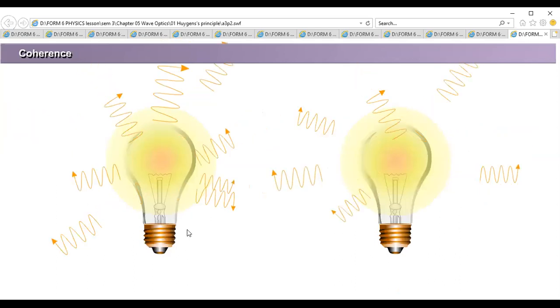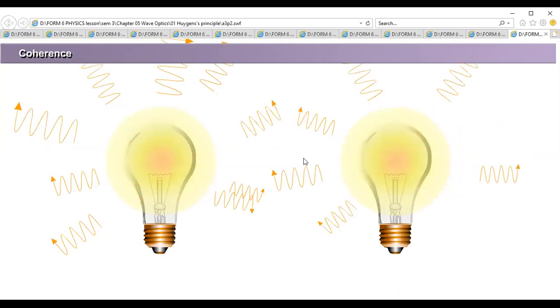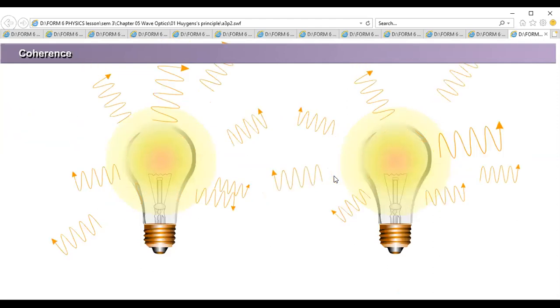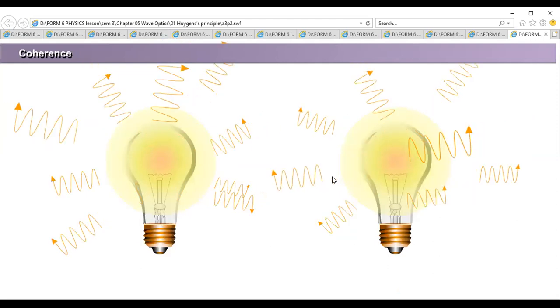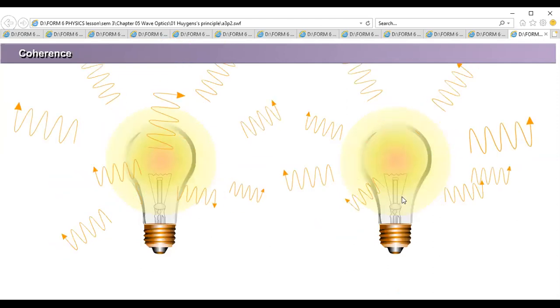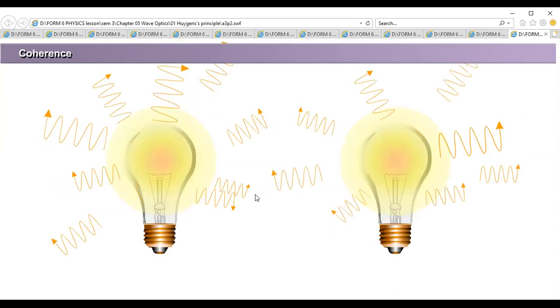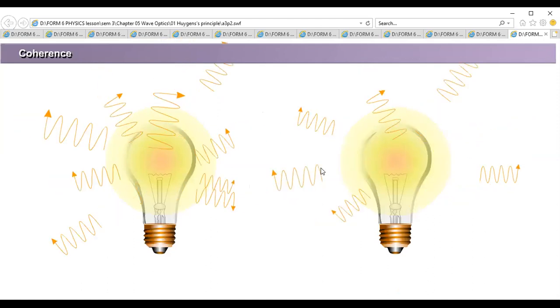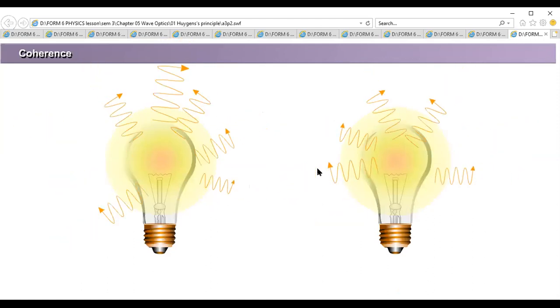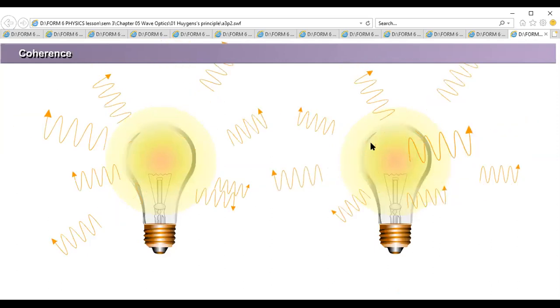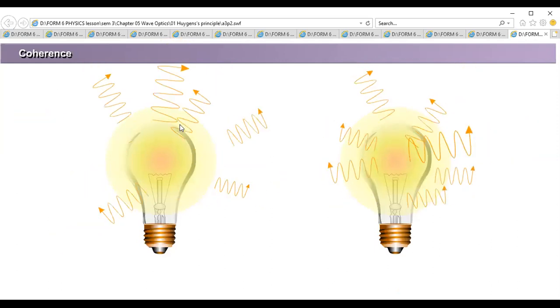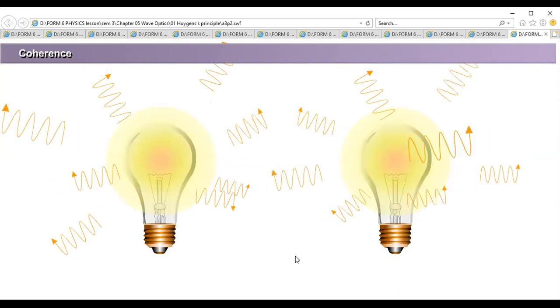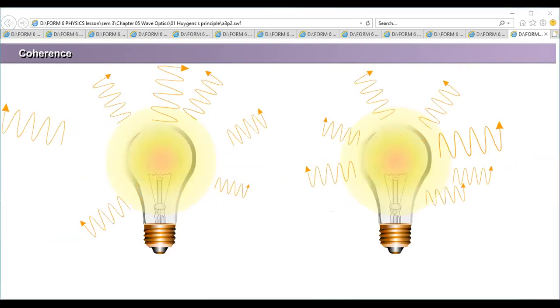Let's look at two bulbs. If the two heated-filament bulbs are switched on together, they produce light simultaneously. Can we say that both of the lights produced are coherent? The answer is no. Why?